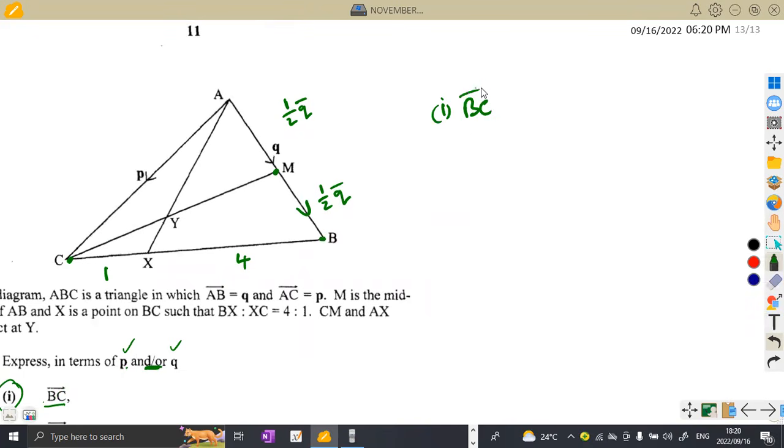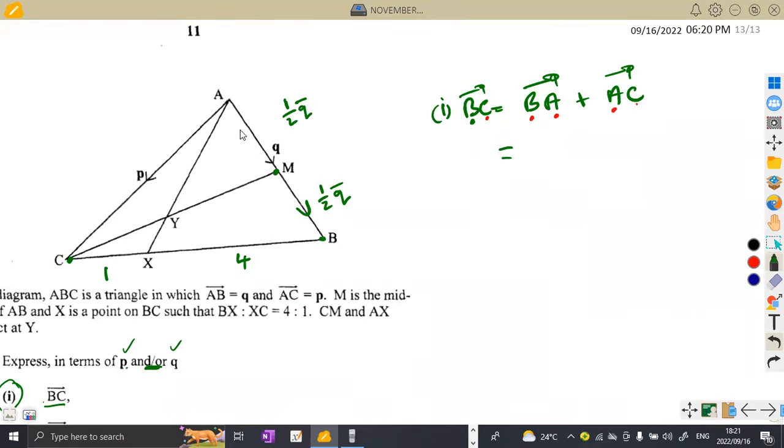So vector BC, we have to start with B. So we're going to start from B to A, then A to C. So BC is going to be BA, then plus from A to C. So the route has to be connected. You start with B, you end with C, so these two must also connect, A and A should connect. Okay, so let us find BA.